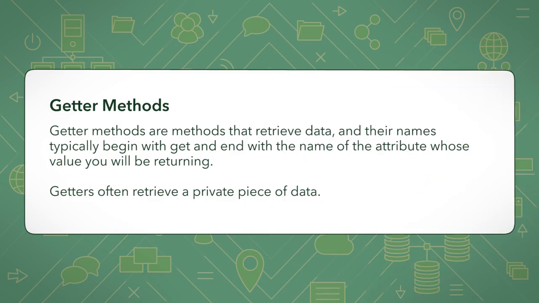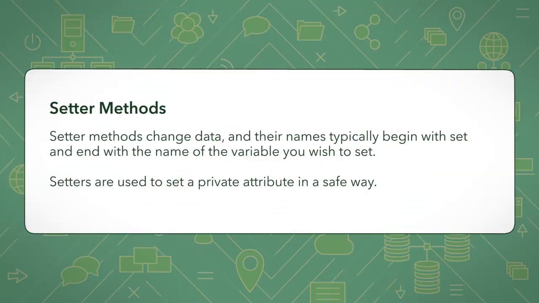Getter methods are methods that retrieve data, and their names typically begin with get and end with the name of the attribute whose value you will be returning. In our example, this would be your getLicenseID method in the driver object. Getters often retrieve a private piece of data. Setter methods change data, and their names typically begin with set and end with the name of the variable you wish to set. In the driver example, this would be the setCar function. Setters are used to set a private attribute in a safe way.